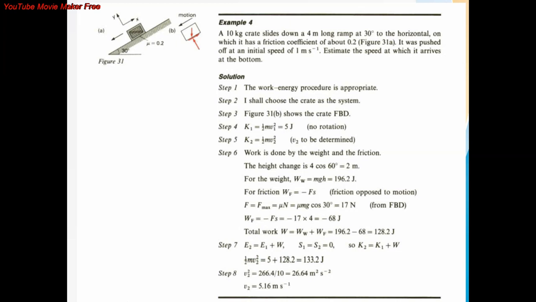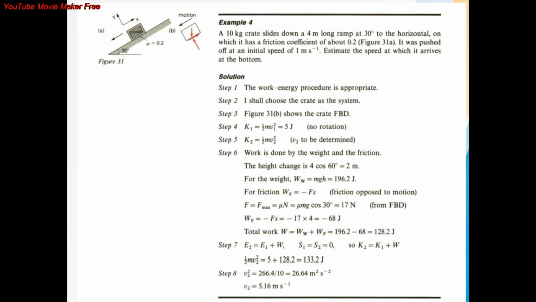So here we know that there is a crate which has a mass of 10 kg that will slide down a ramp which is at 30 degree with the horizontal, and the length of the ramp is 4 meter, right? And the coefficient of friction is 0.2, and the initial speed with which this crate was pushed is 1 meter per second. So we have to find out the final speed when it arrives at the bottom, right? So we are using the work energy principle.